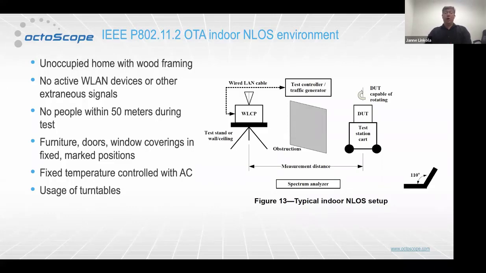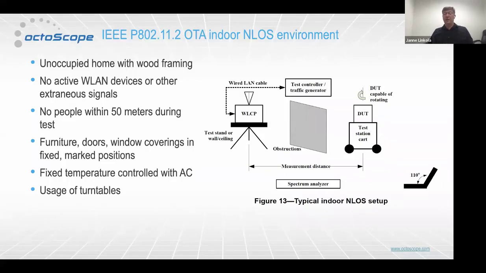There should be no active radios, whether Wi-Fi devices or any kind of other devices that might cause any kind of interference. Nowhere in the test house. They go further on to recommend that there should be no people in this test house when the tests are running. Obviously, in between test runs, you might have to go there. But when the test is running, there should be no people within 50 meters.